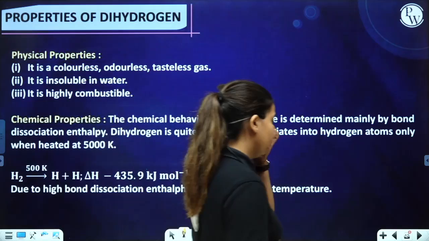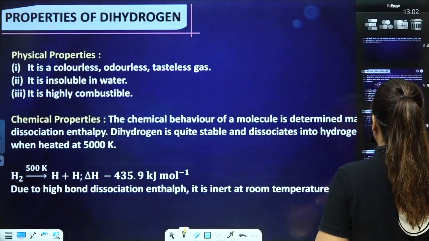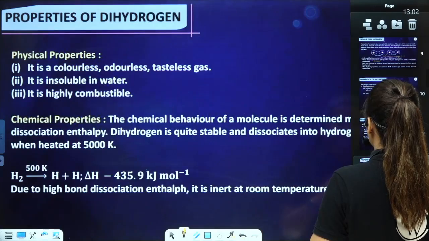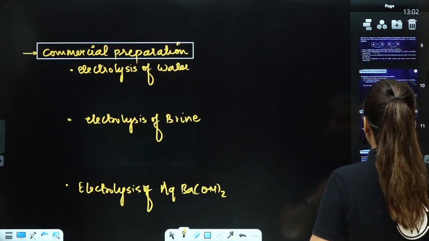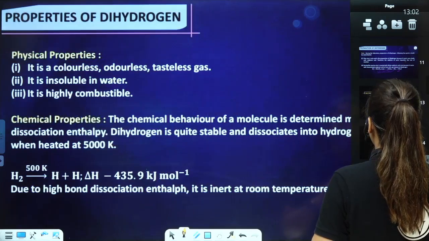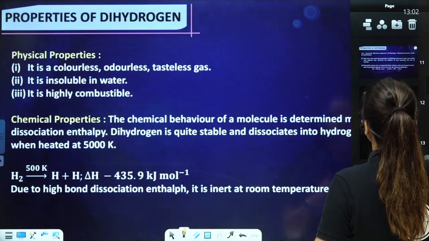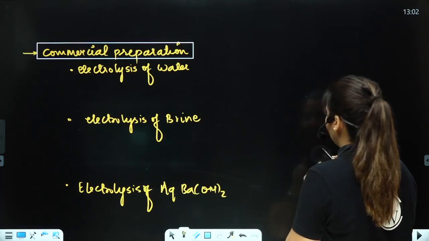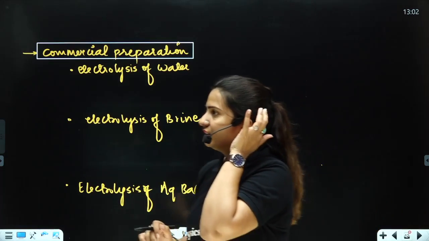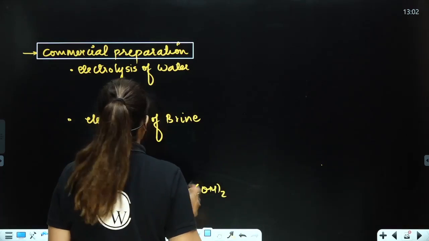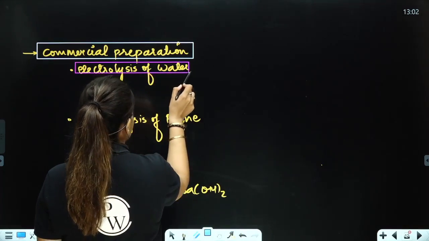One more thing we need to discuss over here before this is commercial preparation. What is commercial preparation? This is discussed in the electrochemistry chapter. Electrolysis of water. You do the electrolysis of water, right?